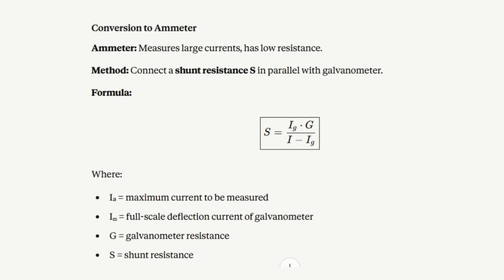A galvanometer can be converted to ammeter. The purpose is to measure larger currents than the galvanometer can handle. Method is to connect a low resistance resistor called shunt resistor, S, in parallel with the galvanometer, G. The shunt diverts most of the current, allowing only a small, proportional current through the coil. The formula for the shunt resistance is given.